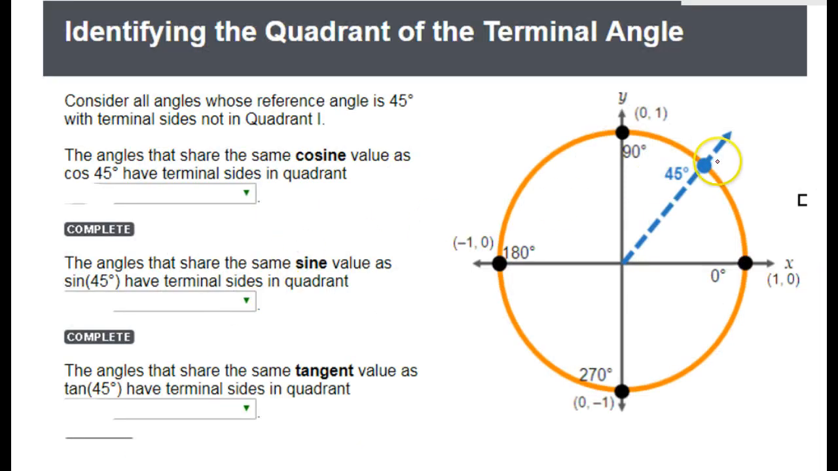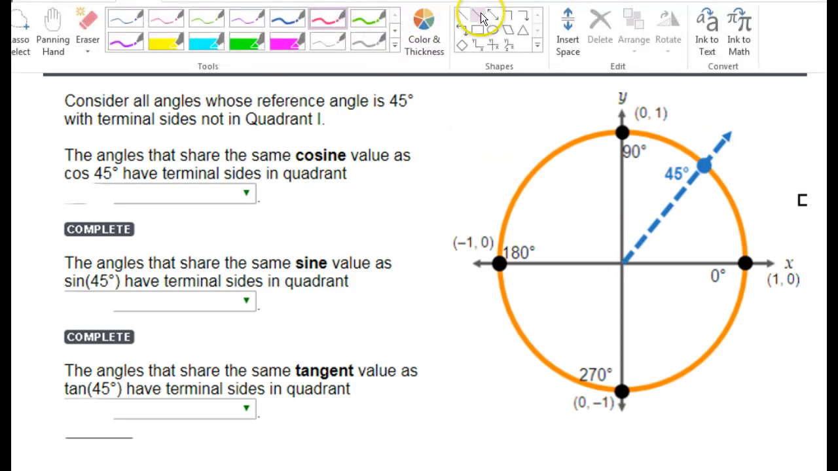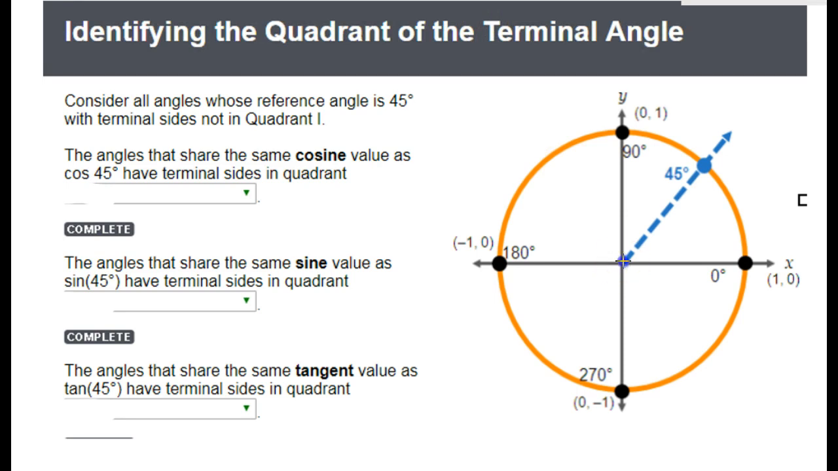Let's take a look at the next example. Consider all angles whose reference angle is 45 degrees, with terminal sides not in quadrant 1, because that one's already drawn. So reference angle of 45 degrees means we're talking about a terminal side that makes 45 degrees with the x-axis. So this terminal side right here would have a reference angle of 45 degrees.